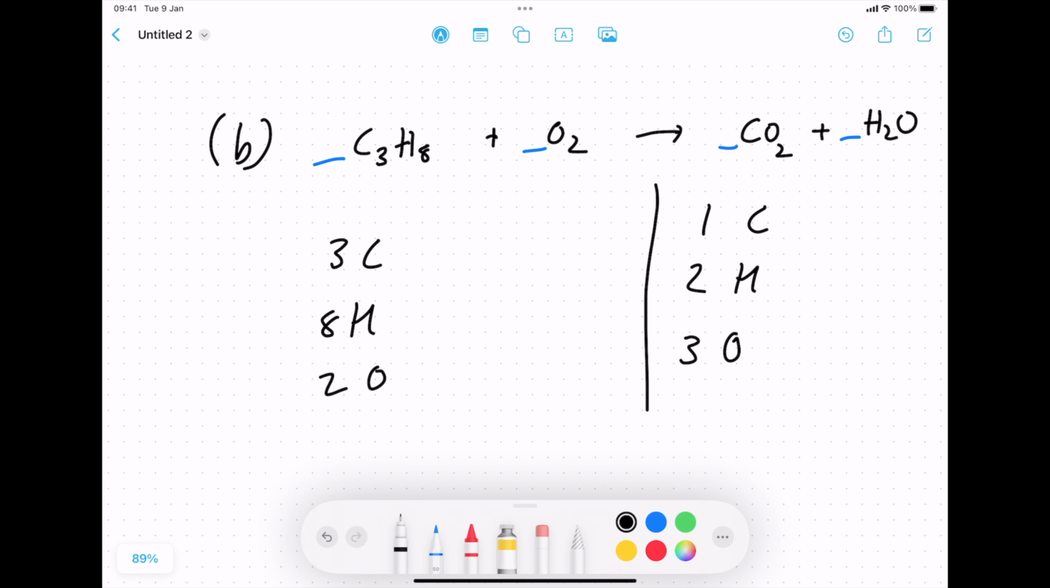So, which one do I start with? The carbon or the hydrogen? It doesn't matter, because this method will always lead to the correct balancing.